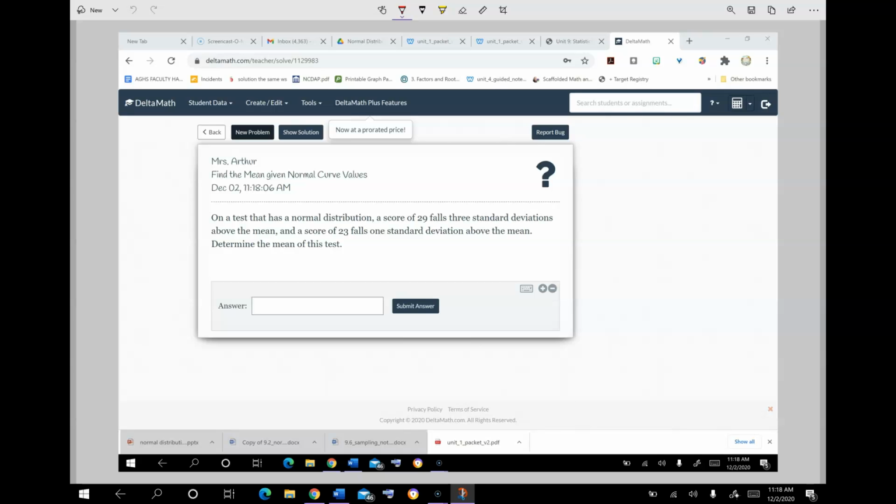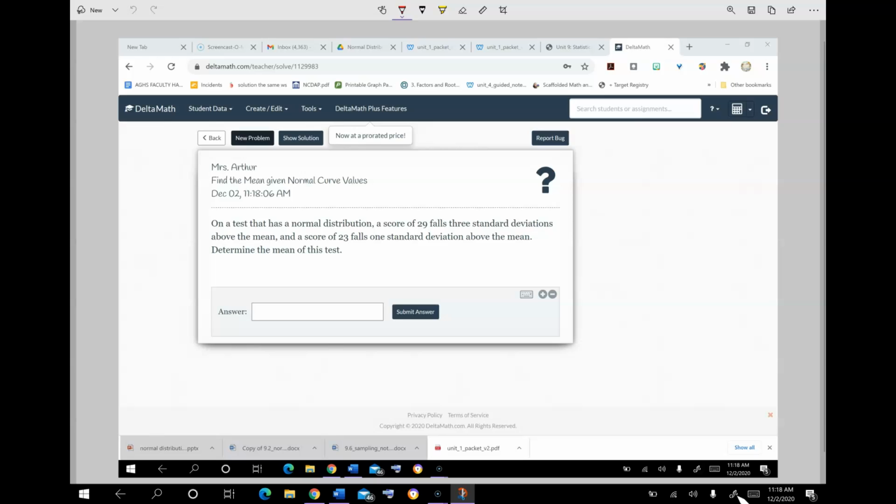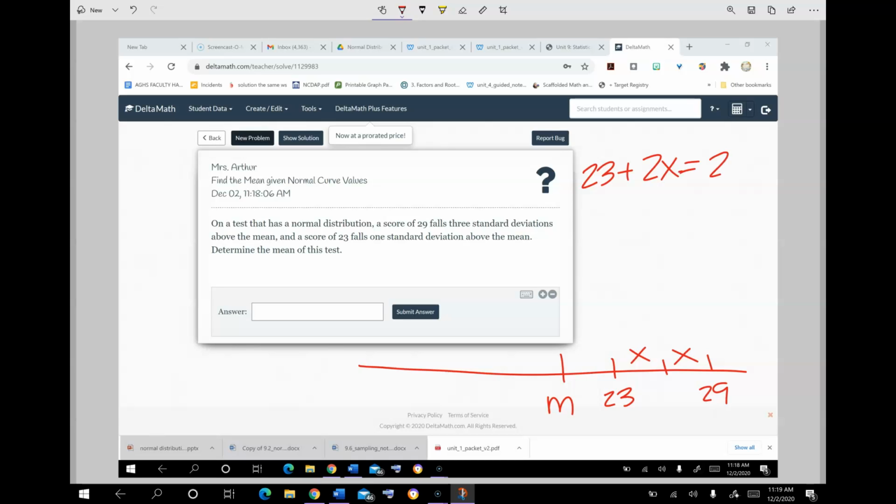It says, on a test that has a normal distribution, a score of 29 falls 3 standard deviations above the mean. All right, so if we draw our line, okay? So the mean is right here. I'm just going to say M for mean. A score of 29 falls 3 standard deviations above the mean. So 1, 2, 3 is 29. And then 23 falls 1 standard deviation above the mean. So 23 is right here. So how many standard deviations are between those two? 2. So 23 plus 2 standard deviations is going to give you 29.